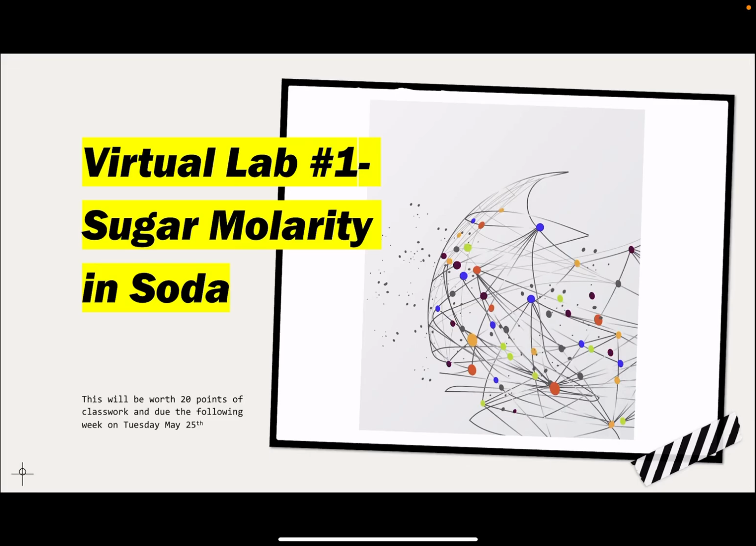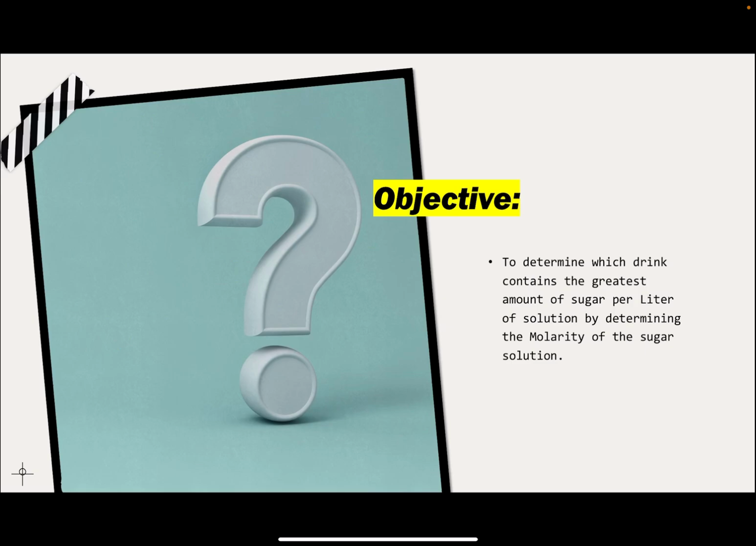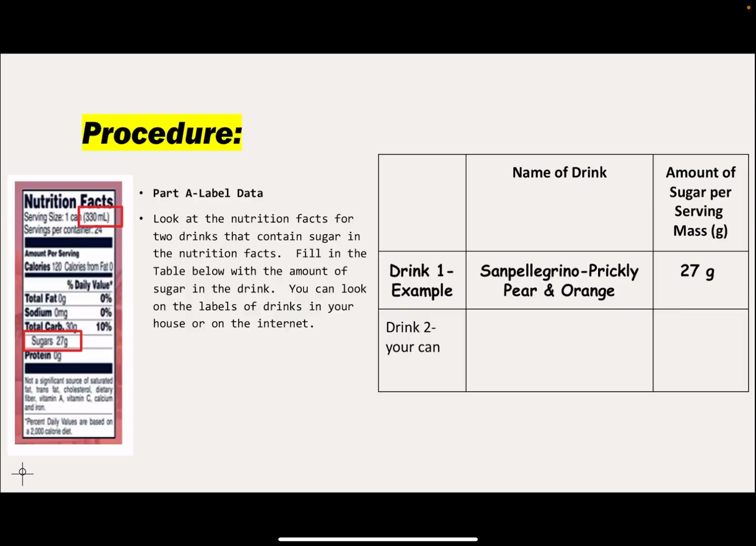Okay, in this video, we're reviewing Virtual Lab number 1, the sugar molarity in soda. This will be worth 20 points of classwork and due the following week. So our objective in this lab is to determine which drink contains the greatest amount of sugar per liter of a solution by determining the molarity of the sugar solution.